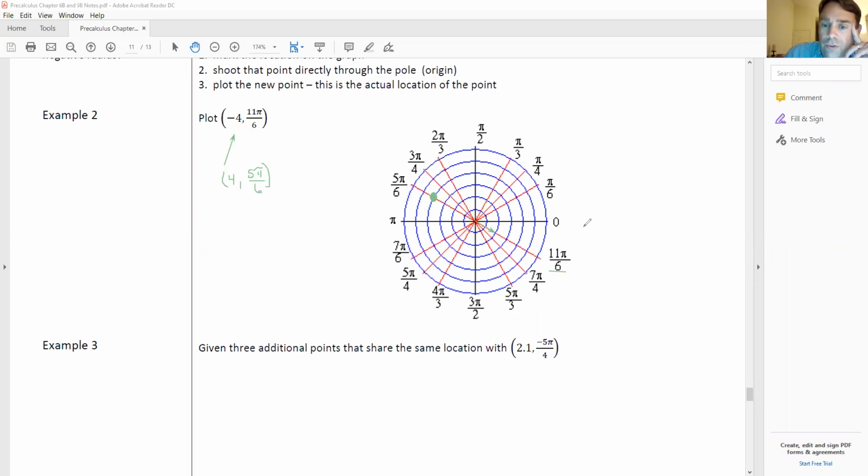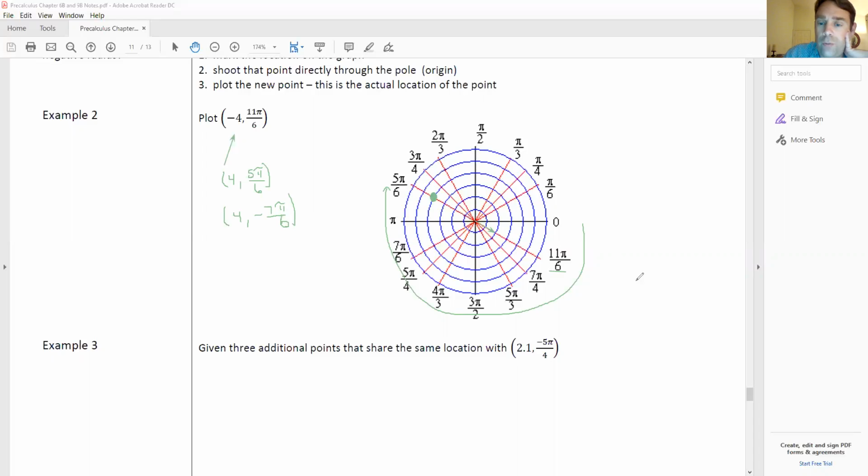What if I went just negative all the way around? If I went negative all the way around, 5 pi over 6 is equal to -7 pi over 6. So -7 pi over 6 also would have been that same point.